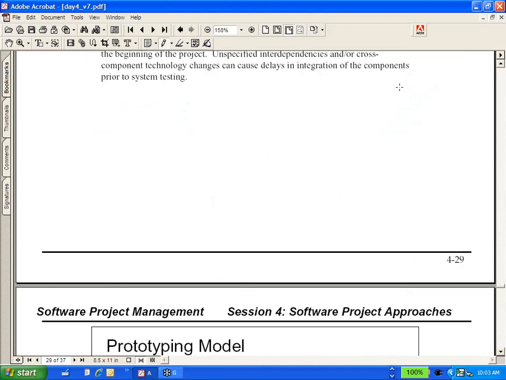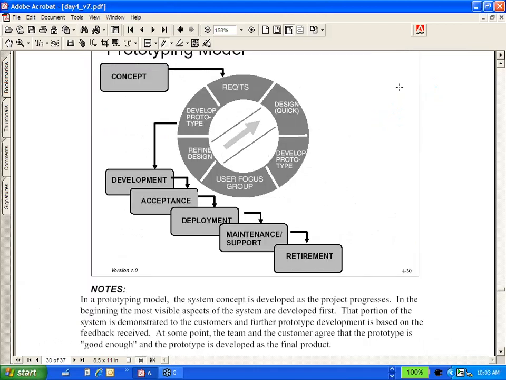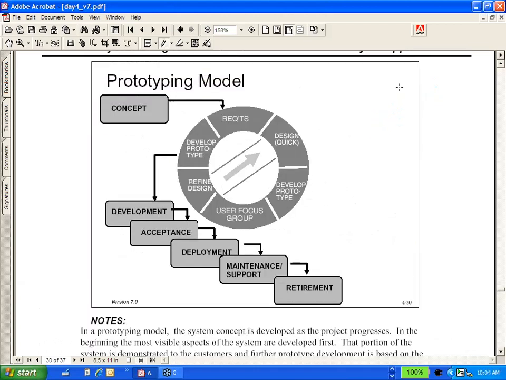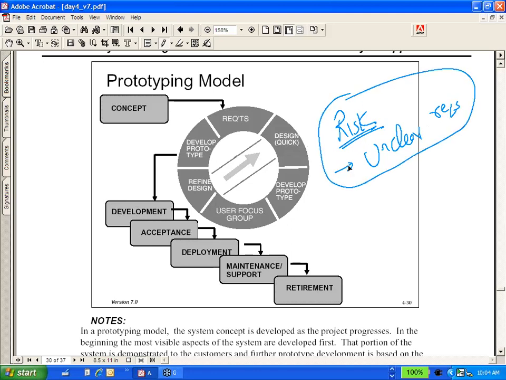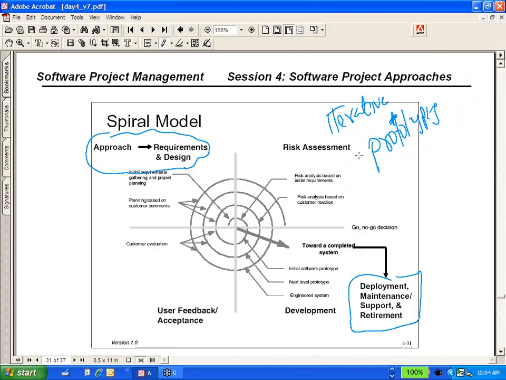If you think about it, in the prototyping model, guys, what was the risk that we were trying to deal with? What was the risk? Customer changes. Exactly, unclear requirements. The requirements were unclear upfront. That's why we went into the prototyping model. So in fact, if you think about the risk-based model, that was taking care of this risk. So in a way, spiral model is not much different.